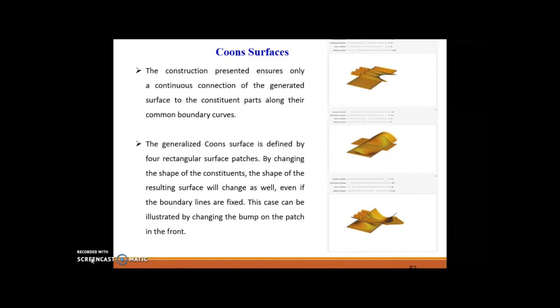The generalized cone surface is defined by four rectangular surface patches, as we have seen earlier. By changing the shape of the constraints, the shape of the resulting surface will change as well, even if the boundary lines are fixed. This case can be illustrated by changing the bump on the patch in the front. So here we can see, even if the boundary lines are fixed, the resulting surface will change if there is a change in the shape of the constraints. You can see a bump in the front. That change is a result of the change of the shape of the constraints.